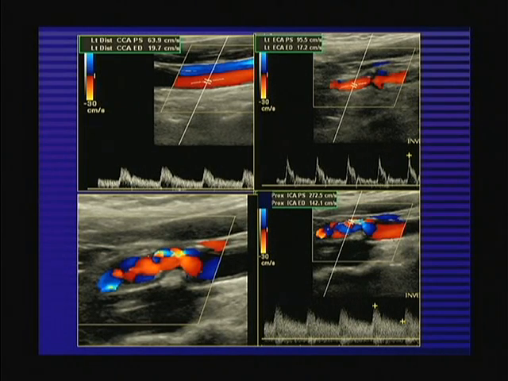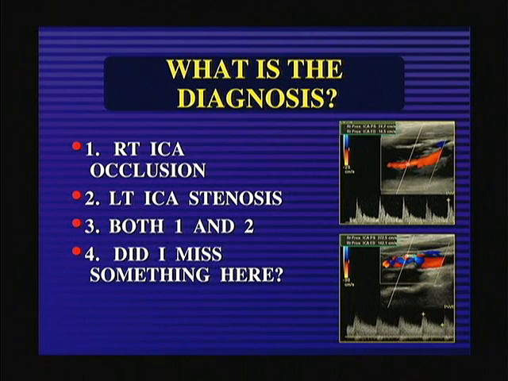Notice where I placed the sample volume along the course of the jet, along the anterior wall, angle corrected to the direction of flow. The velocity there, 273. This side, we clearly see that there's a stenosis there using peak systolic velocity criteria, should be greater than a 70% lesion. So, what are you going to put in your report? What's your suggestion?